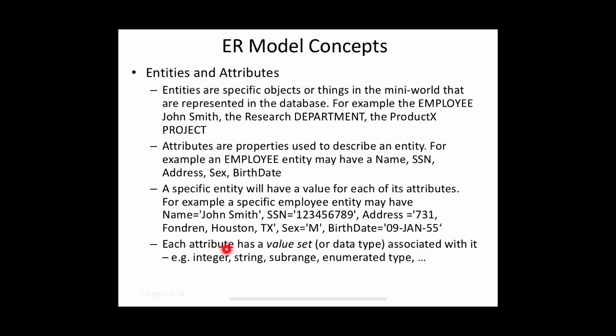And each attribute has a value set, or data type we can call it, which is the set of possible values for that attribute. Just for example, address can be a string, or the age of an employee can be integers between say 18 and 70, right? Like that we can have a specific set of values for each attribute, that is called the value set.